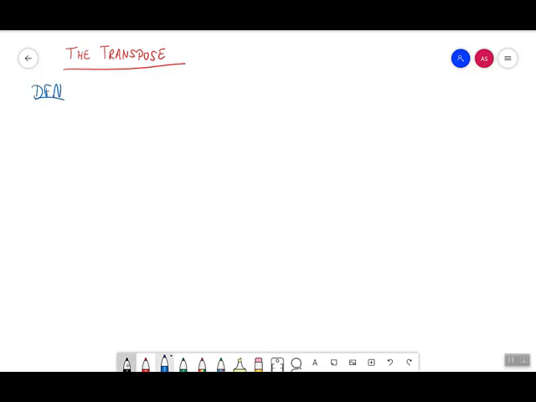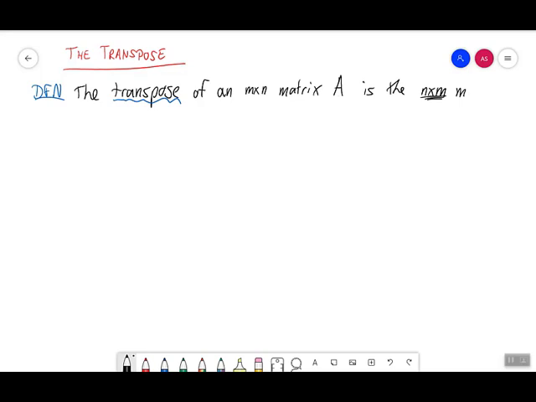Definition. The transpose of an m by n matrix A is the n by m matrix A with a capital T up top, whose ij entry is a_ji. So notice the order here is changed.